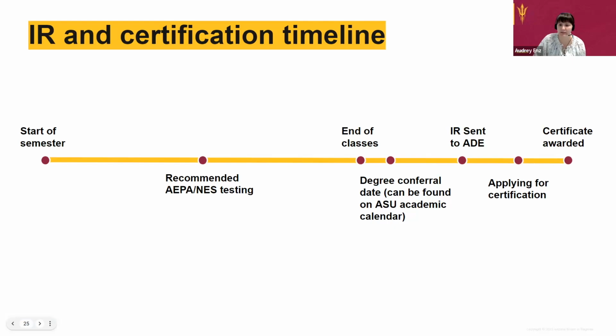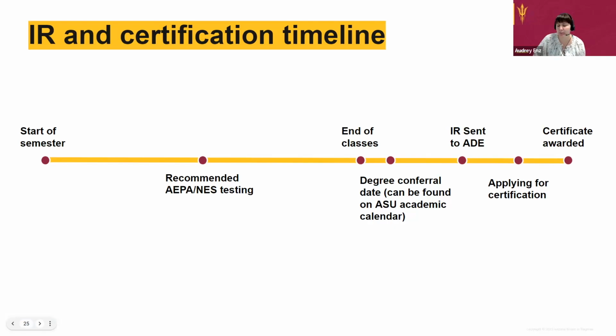Then we have your end of classes and degree conferral. The degree conferral date can be found on the ASU academic calendar, and it is a starting date. Your individual degree will confer within a couple days to 2 weeks of that date on the academic calendar. Once your degree has conferred, within 5 to 7 business days, I'm going to send your IR directly to the Arizona Department of Ed. You're going to get a notification from me when that has been sent, and then you can start your application for certification.